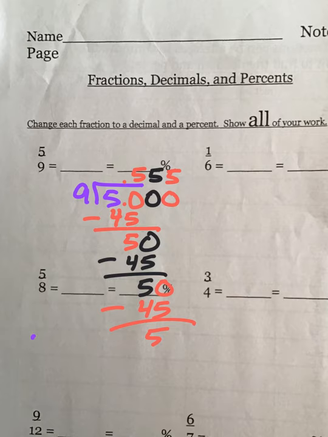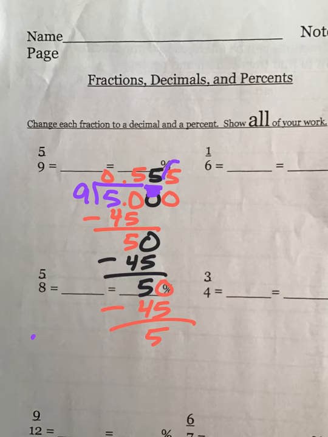Our answer would be 0.5555555 until we either got sick of writing 5s, or if we were doing it on a calculator, the calculator runs out of room. So when we get to this point, we want to round this number to the hundredths place. And the reason we're doing that is because we're also linking this to a percent. So this 5 right here is in the hundredths place.